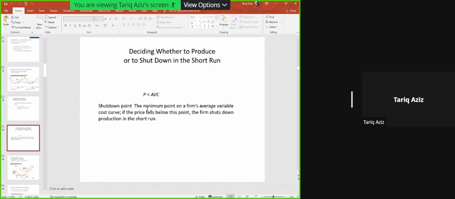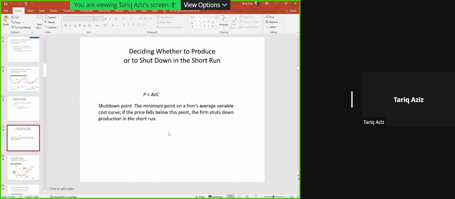And if the prices are lower than average variable cost, that is called the shutdown point. So the shutdown point is the minimum point on a firm's average variable cost curve. If the price falls below this point, the firm shuts down production in the short run. So prices should be at least more than the average variable cost. We can compromise with the fixed cost, but as far as variable cost is concerned, we cannot compromise.